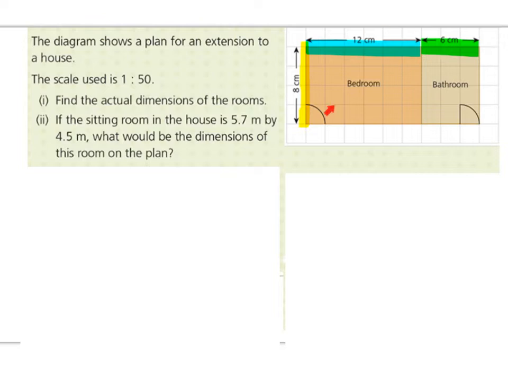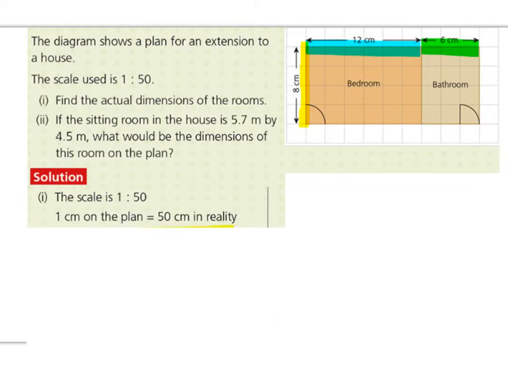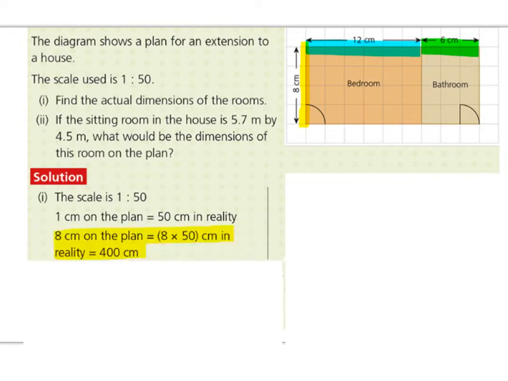So we want to change the small plan measurements into the big real life measurements. First of all, we need to go back to the fact that the scale is 1 to 50. So 1 centimeter on the plan equals 50 centimeters in reality. So 8 centimeters on the plan is going to be 8 times 50 centimeters in reality, which is 400 centimeters. So this 8 centimeters length of the bedroom wall is actually 400 centimeters in real life.